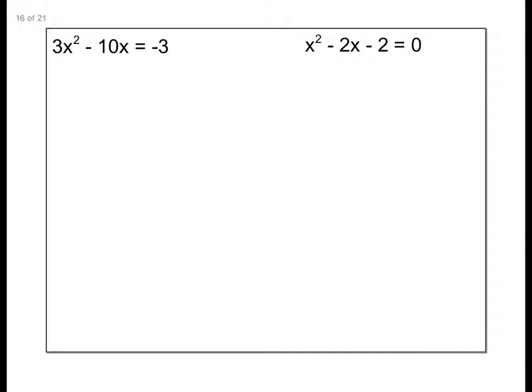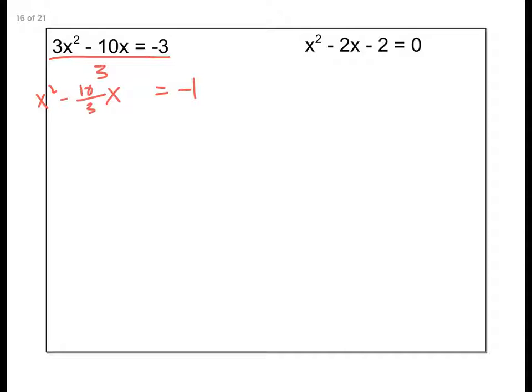Okay, 2 more examples. For this one, my a value is not 1. So even though 3 is not a GCF, I do need to divide it out. If I divide out 3, I'm left with x squared, and I'm going to leave this as minus 10 thirds x, and that's going to be equal to negative 1 now. Okay, don't let fractions stress you out. It works the same way. If you want to take a calculator and turn that into a decimal, you could do that also.